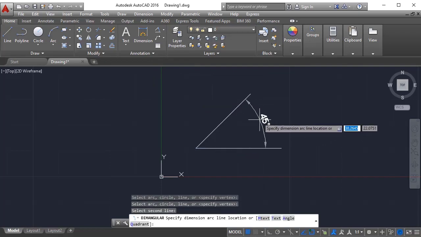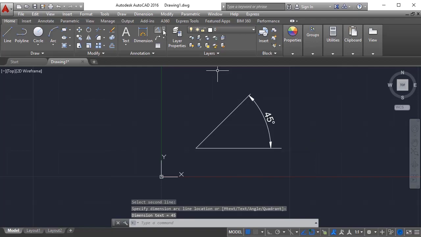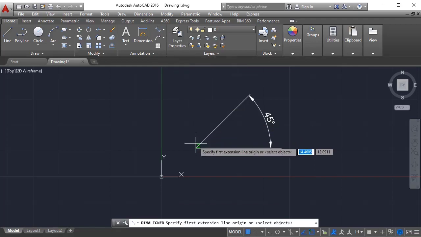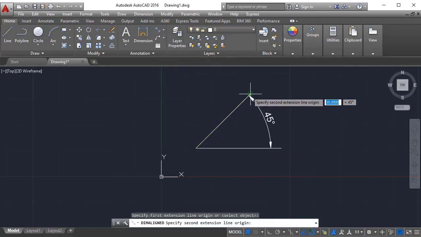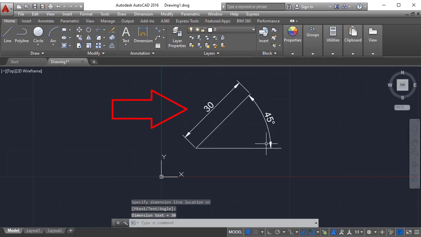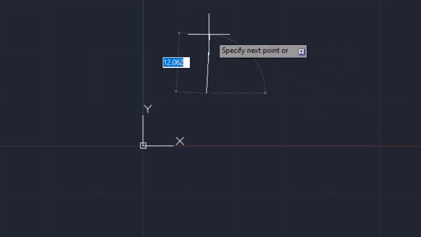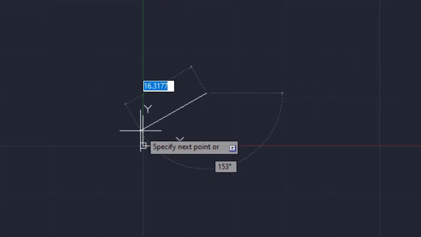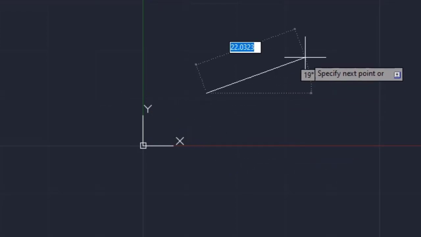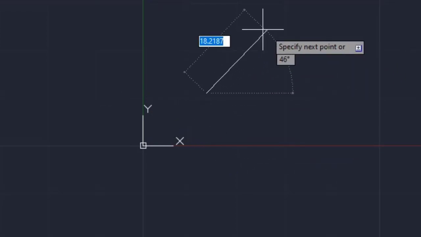Click here, yes, and aligned, and the last one, 30. So this is one of the advantageous methods too. We can directly specify length and angle with eyeballing itself.